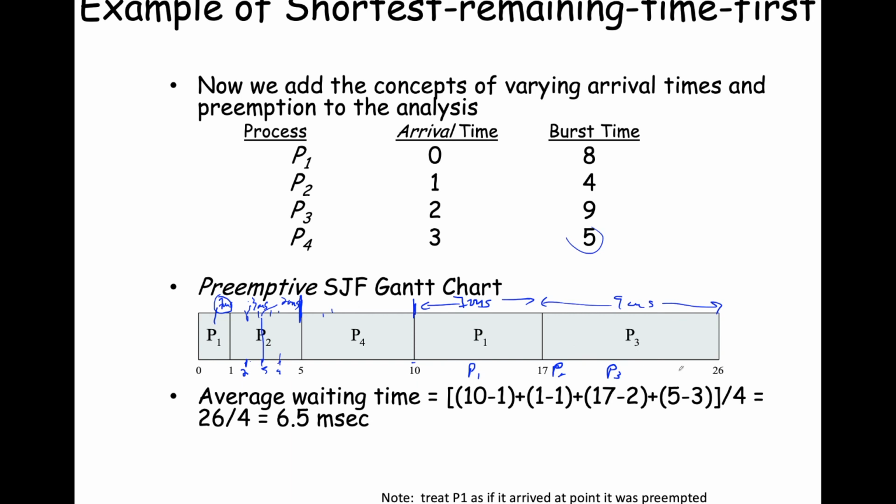So then we have P4. Now P4 arrived at time 3, and it started running at time 5. So we say 5 minus 3, that's for P4. We add these up, we get 26 divided by 4. That's 6.5 milliseconds, the average wait time for this shortest remaining time first.